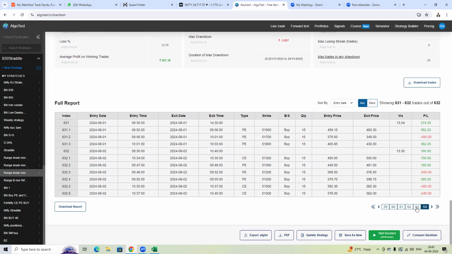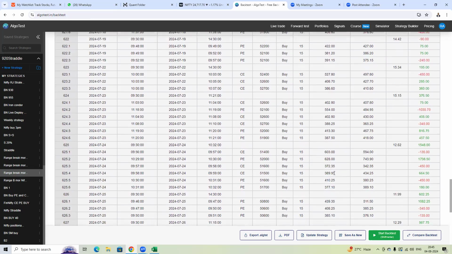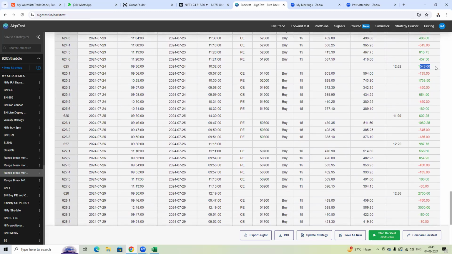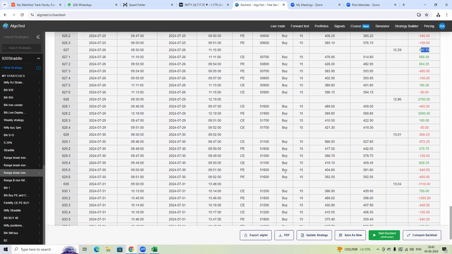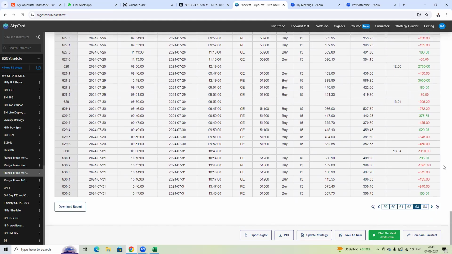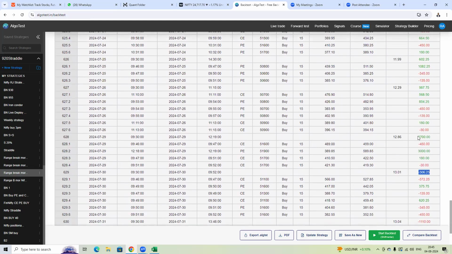Whenever you get a profit, you can see 1500, 600, 900. It will take only 1, 2, 3, 4, 5, 6, because we have restricted our trades to only 6 trades a day, not more than that. So if you are losing 1,100, and we are trailing our stop loss, we are locking our profit as well.